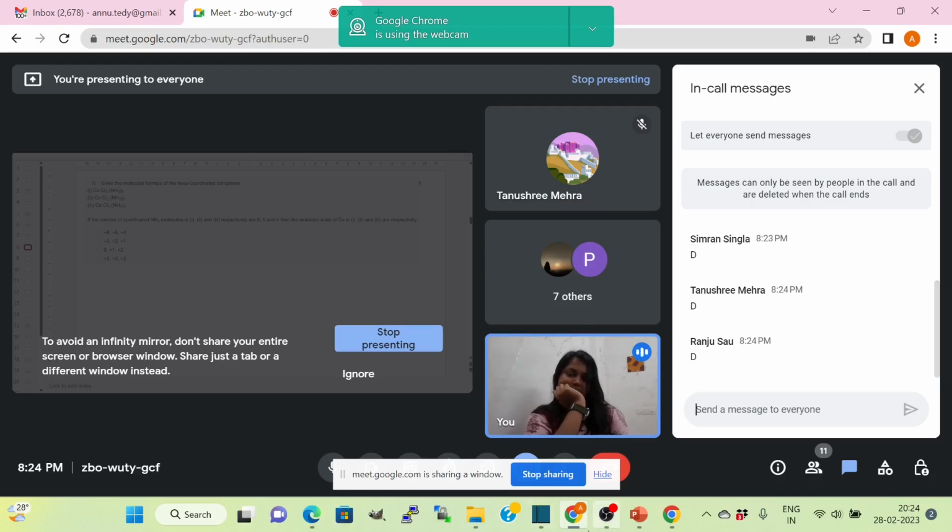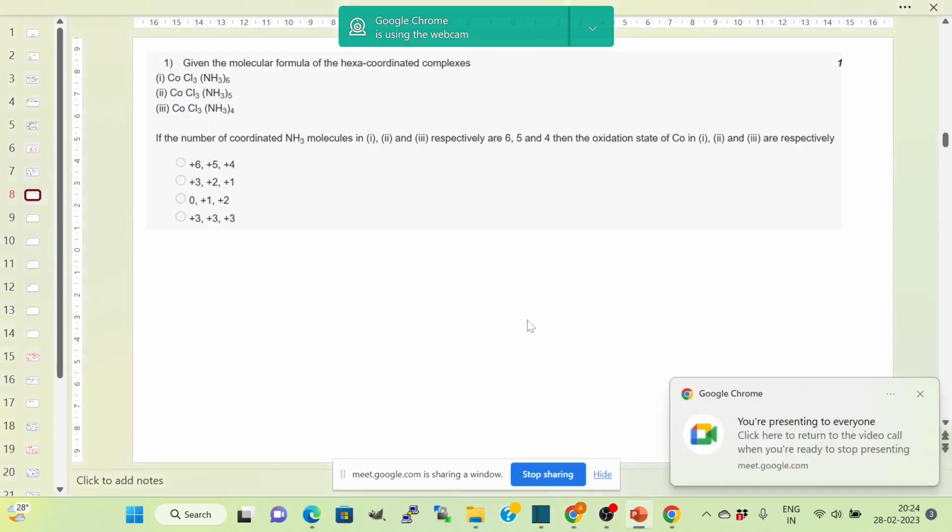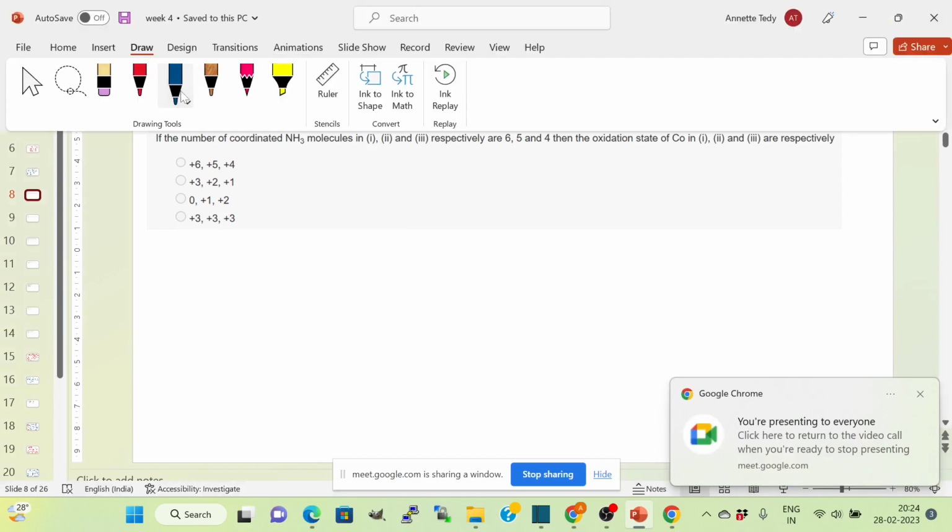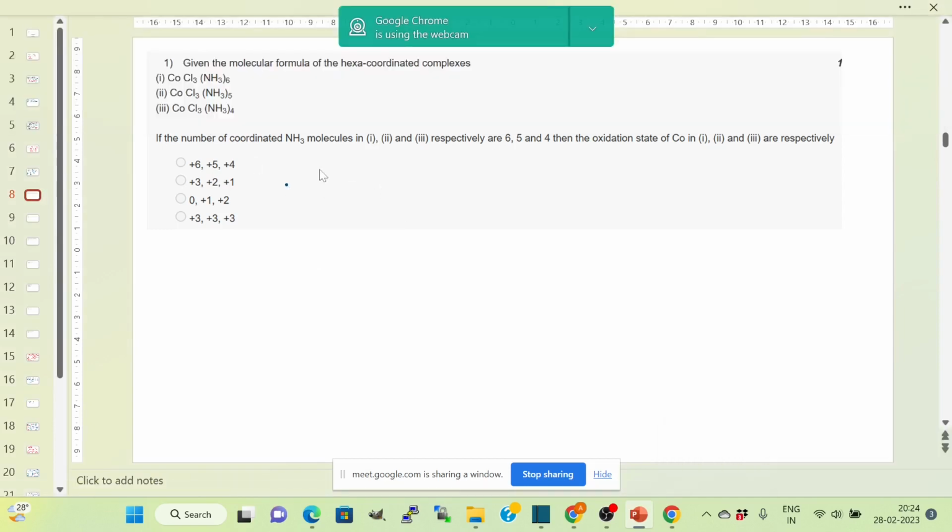Okay. So we will discuss. So everyone has said B. Let's see if D is the right answer. So they have said that in one, the coordinated NH3 molecule is 6, and this is 5, this is 4. So now let me say why they have specifically said the coordinated NH3 molecules.